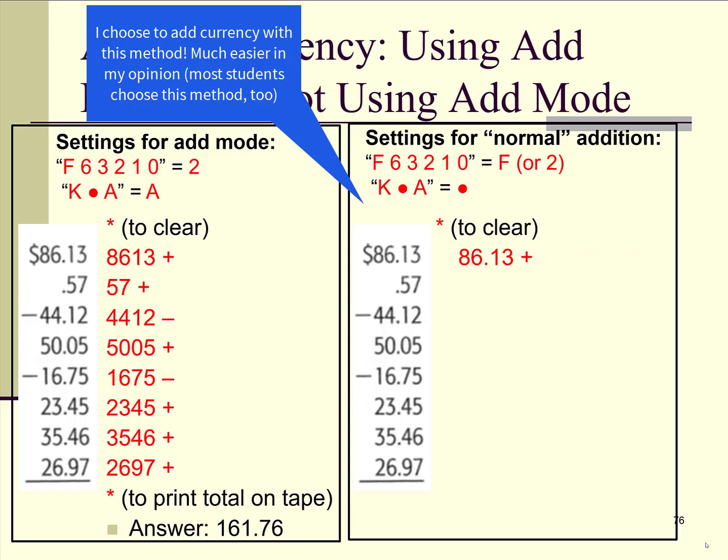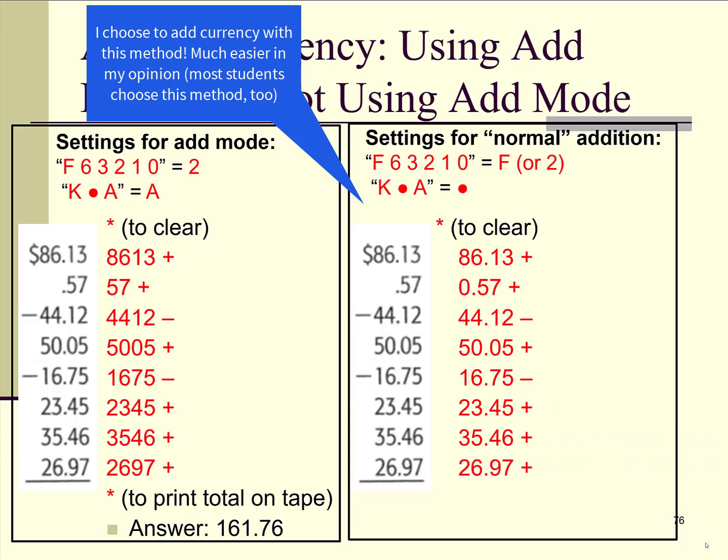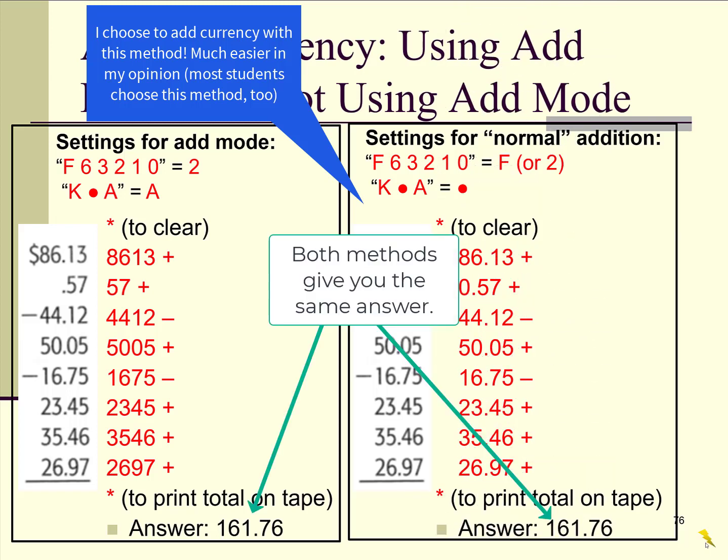86.13 plus, remember, we're adding things normally, so we're going to enter the decimal. 0.57 plus, technically you could enter that as .57 plus. 44.12 minus 50.05 plus 16.75 minus 23.45 plus 35.46 plus 26.97 plus. We're done, so we hit asterisk to print the total on our tape, and you should get the same answer as on the left, 161.76.